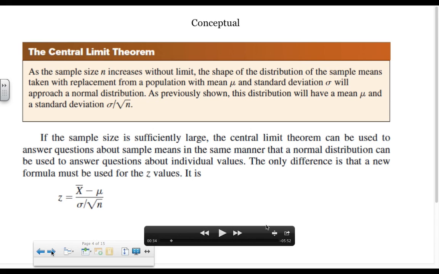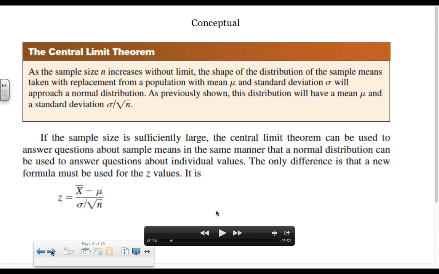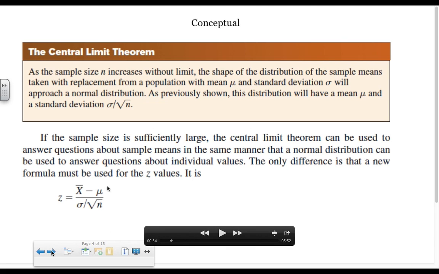The central limit theorem says that the bigger our sample, the less error that we're going to have. It says if a sample size is sufficiently large, the central limit theorem can be used to create z-scores much like we did with a normal distribution. So we're going to assume that it's normal. Use this formula here. You notice the difference.